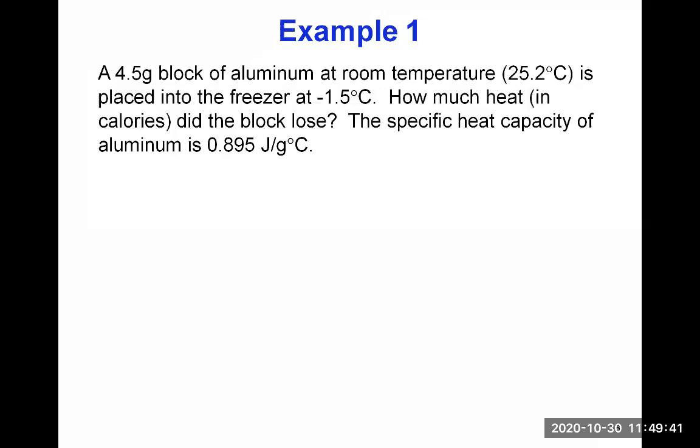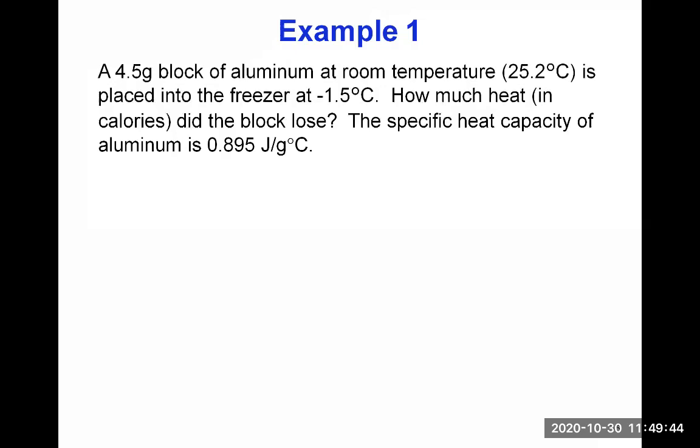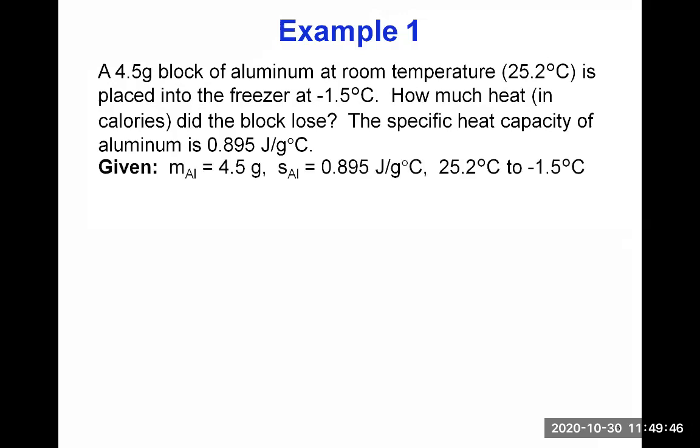The specific heat capacity of aluminum is 0.895 joules per gram and per degree. So what is given? There's a lot given here. Let's summarize this. Given the mass of the block of aluminum, 4.5 grams, the specific heat of aluminum, 0.895 joules per gram and per degree, and then the temperature change. So it goes from 25.2 degrees Celsius to negative 1.5 degrees Celsius. What is the question asking for? It's asking for how much heat did the block lose, and in calories. So heat lost in calories.